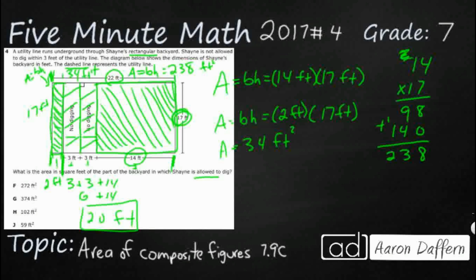And I've got my 238 square feet, and let's just add those together. I'll just use that 238. That's 272 square feet. My answer is F.